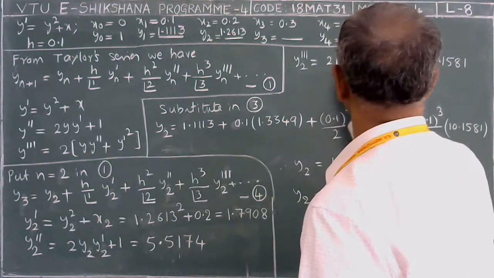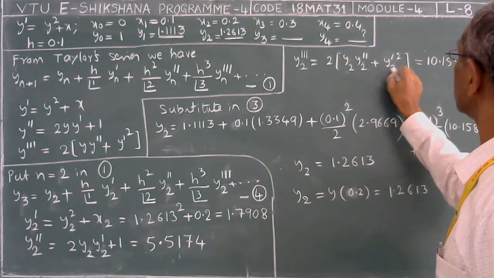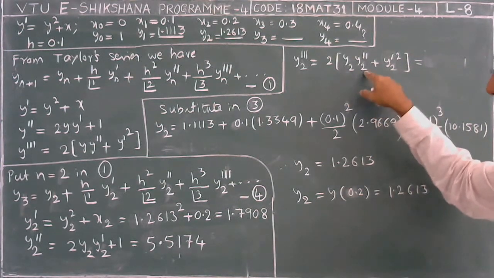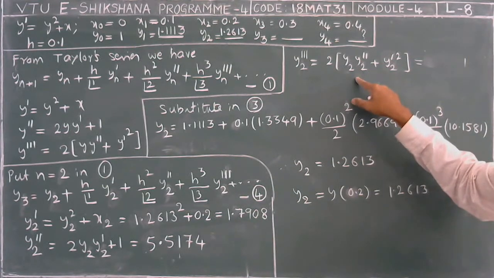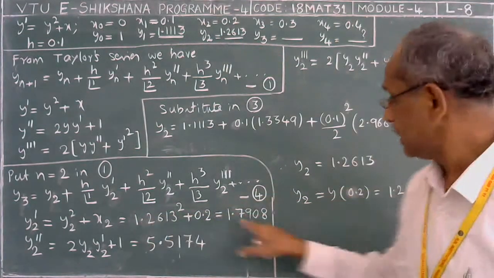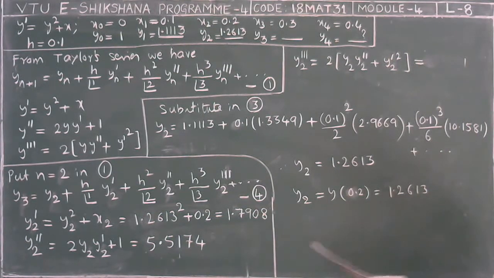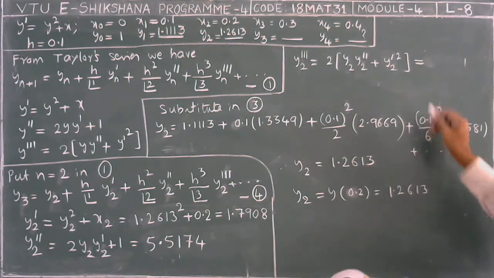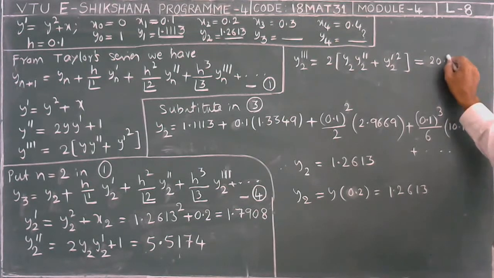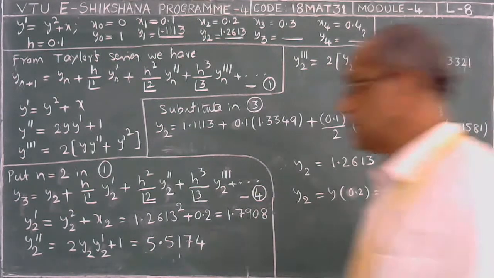Similarly, y2 triple dash will be 2 times y2 y2 double dash plus y2 dash square. If you substitute for y2, 1.2613, y2 double dash, 5.5174, plus y2 dash square, 1.7908 square. And if you simplify carefully using a calculator, you get y2 triple dash is equal to 20.3321.